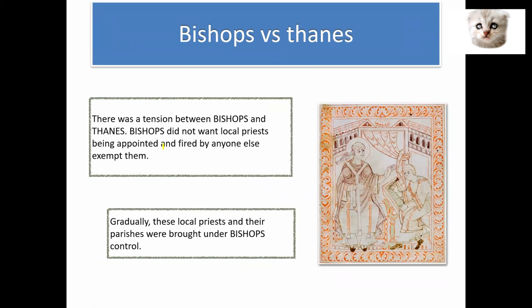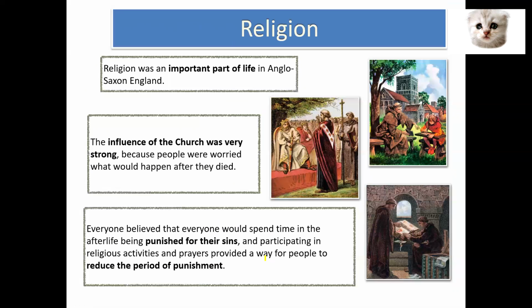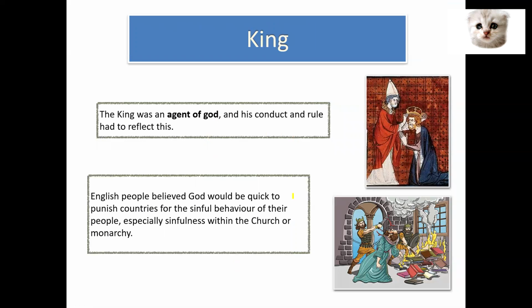There were often tensions between bishops and thanes. Bishops did not want local priests being appointed by anybody except them, but gradually they were brought under bishops' control. England had monasteries and nunneries, and they were declining in Europe, but were an important part of English life. Religion was very, very influential, and people were very much worried about their afterlife. The king was seen as an agent of God, and it was believed God would be quick to punish countries if their church did not behave appropriately.